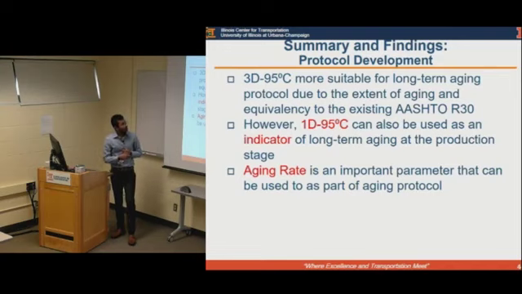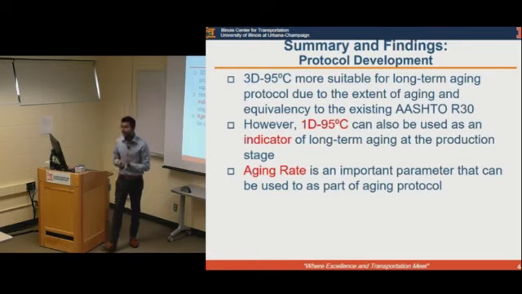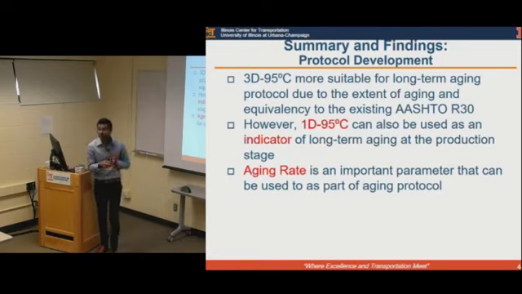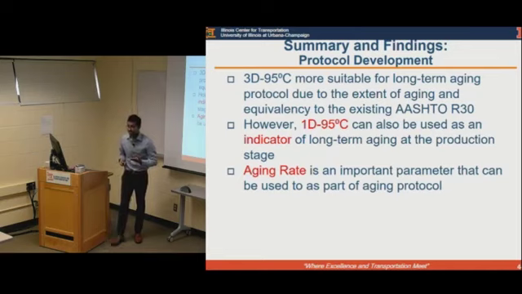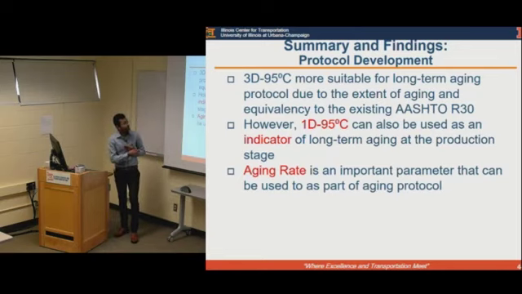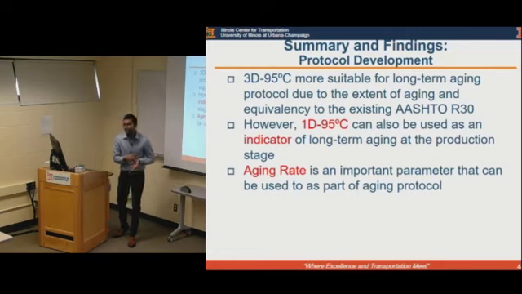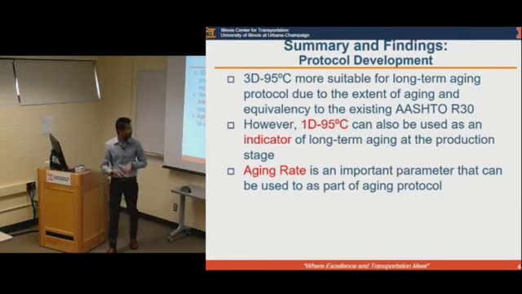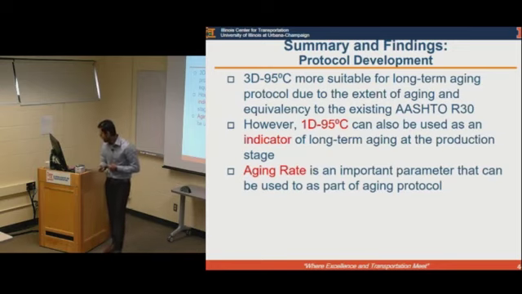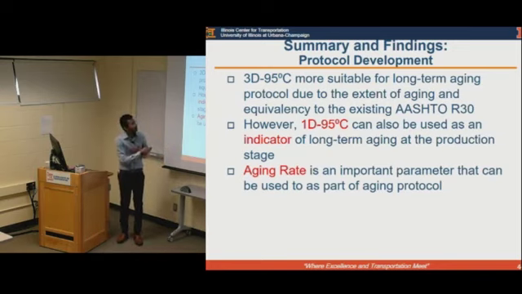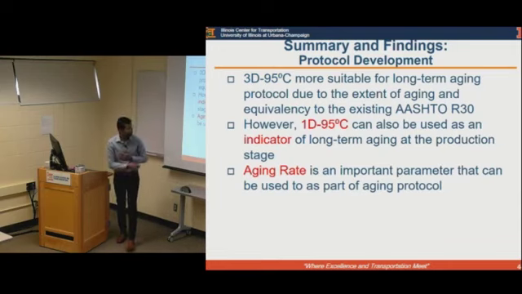However, this 1-day 95C aging condition can work as a good indicator to discriminate mixes, and it needs to be considered along with the aging rate at that particular aging condition, because that can help in distinguishing mixes from good to bad. But it is not enough aging for long-term aging. So 1-day 95C can be a good indicator in discriminating mixes, but does not work as a long-term protocol.